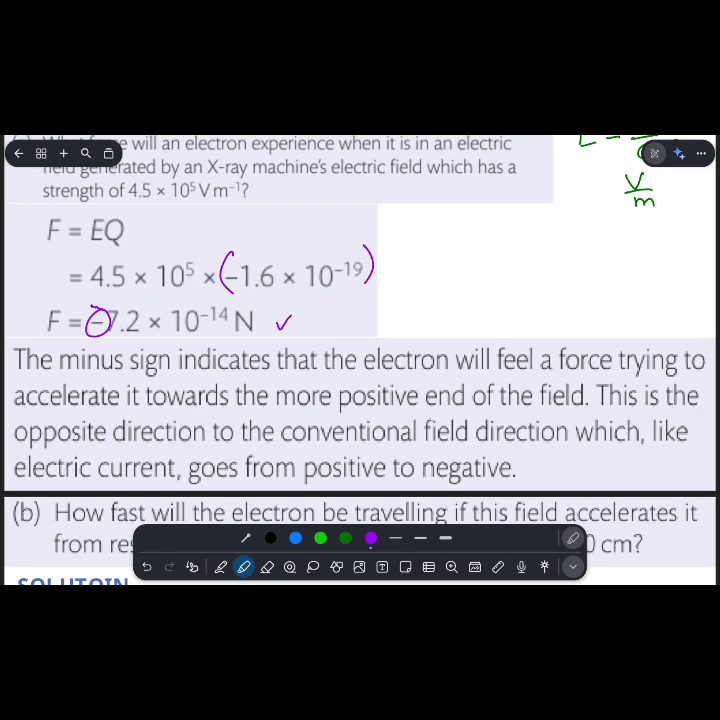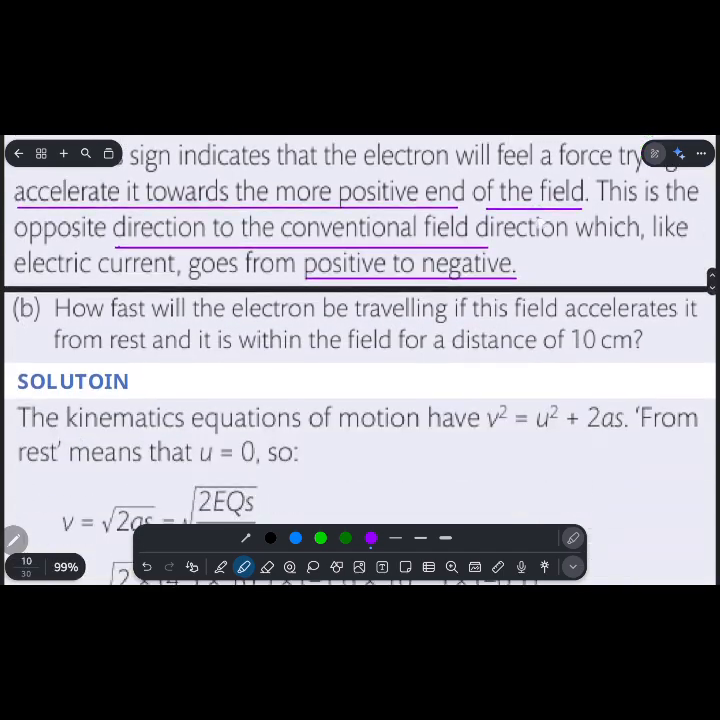yani on this electron, is causing an acceleration towards the more positive of the field. Okay, so this is in the opposite direction of the conventional field direction, which is like electric current goes from positive to negative. That is why you are getting this sign. So hopefully that will be clear to you.